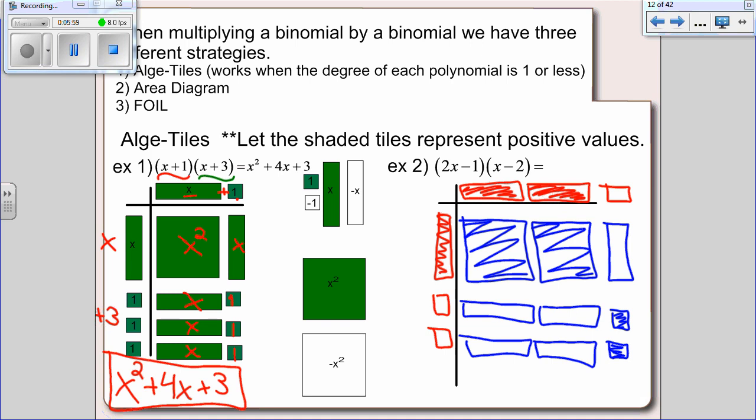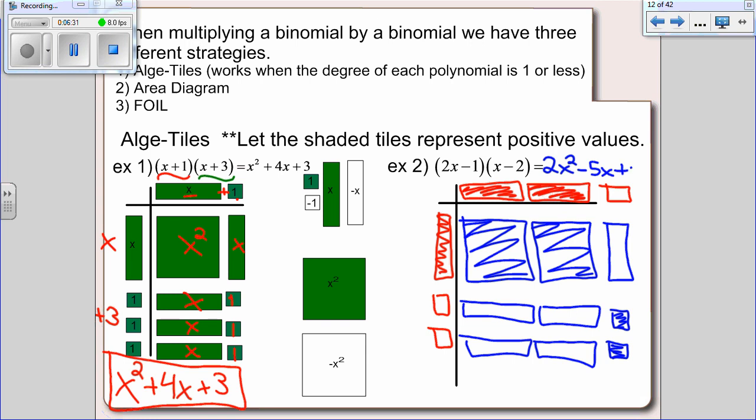The algebra tiles in the blue represent your answer. So how many x squares do I have in the blue? I have 2x squares. How many x's are there? There's 5, and they're all negative, so I have negative 5x. And lastly, I have my 2 individual ones, and they're both positive, so plus 2.